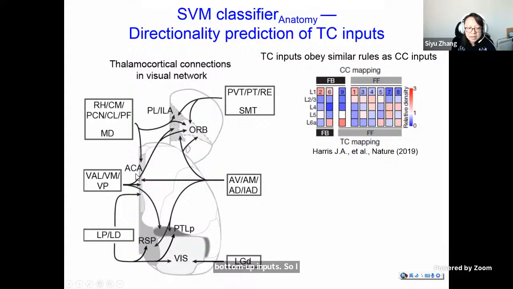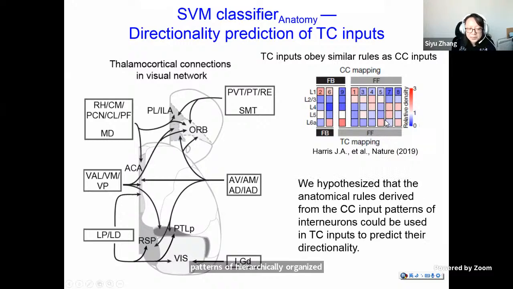Now we take a look at the TC inputs. Allen Institute's work revealed that the axon termination patterns of hierarchically organized TC inputs obey similar rules as CC inputs. Thus, we hypothesized that the anatomical rules derived from CC input patterns could be used on TC inputs to predict their directionality. To simplify our model, we grouped the thalamic nuclei that provide major inputs into the ventral, lateral, anterior, medial, midline, and intralaminar groups according to the Allen-Brown atlas.